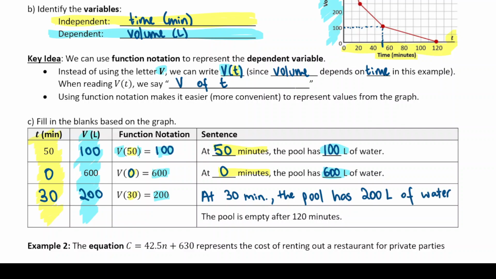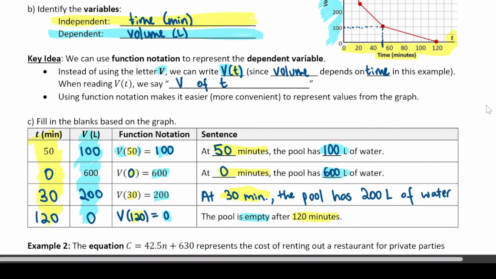And the last one I like because we're saying it more like how you would say it outside of a math class. The pool's empty after 120 minutes. Empty means no water left, so the water would be 0 liters after 120 minutes. So sometimes in words you might not write it in the same order. So what we would say here is at 120 minutes, there is no water left. So the volume at 120 minutes equals 0 liters. That's how we would do it in function notation. So it's just kind of a shorthand way of referring to a point on a graph.